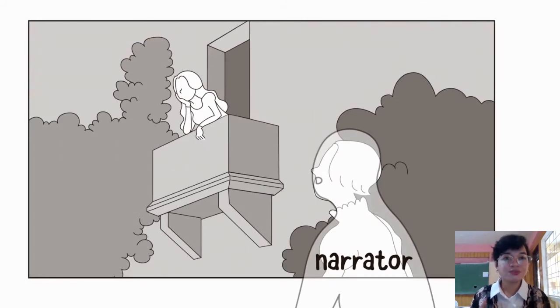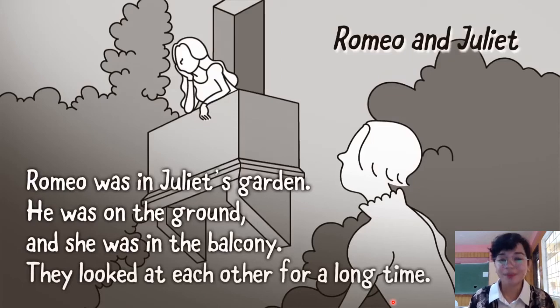So if you're reading this, you're feeling like you are Romeo, or you are the character looking at this lady named Juliet. I, my, me. Okay? Now let's go to another perspective. "Romeo was in Juliet's garden. He was on the ground and she was on the balcony, and they looked at each other for a long time." Now, as you may have noticed, these are the pronouns used: he and she.